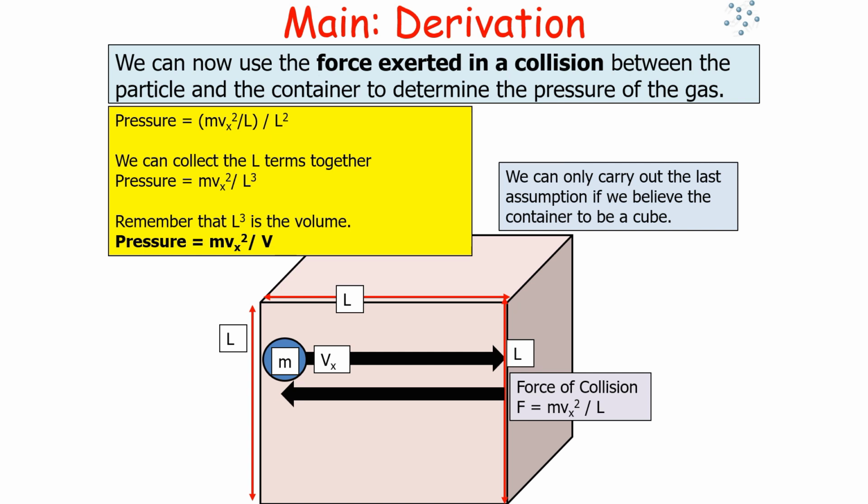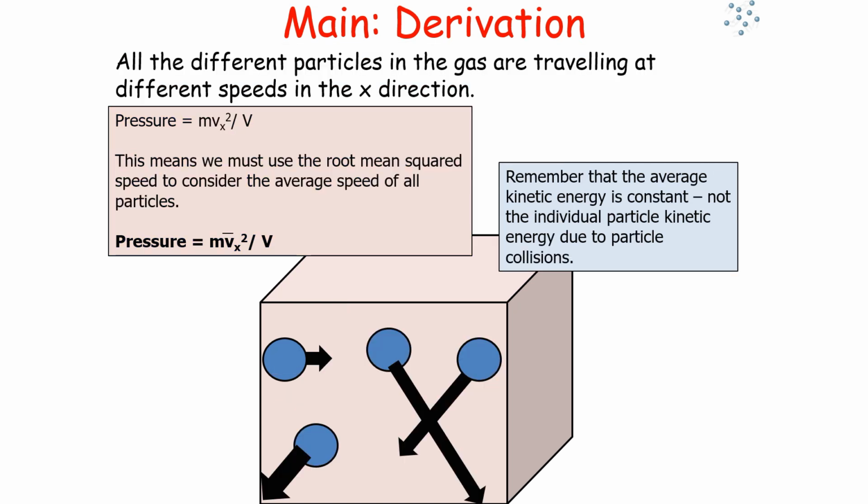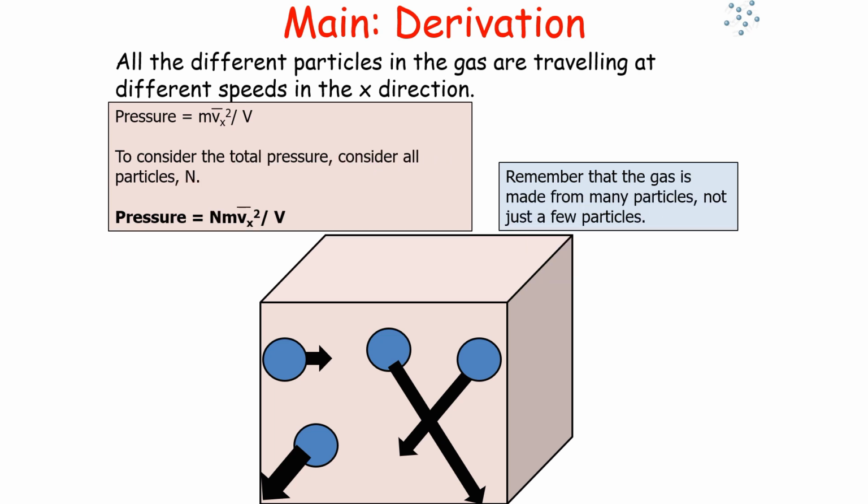So now we can consider our equation for pressure. This means we can use the root mean square speed to consider the average speed of all the particles. So now we can say pressure is equal to m v hat squared x over V, where V in that case is the volume. Now remember, the average kinetic energy is constant, not the individual particle kinetic energy, due to particle collisions. So now let's consider, that's just for one particle. Let's now consider the total pressure from all particles.